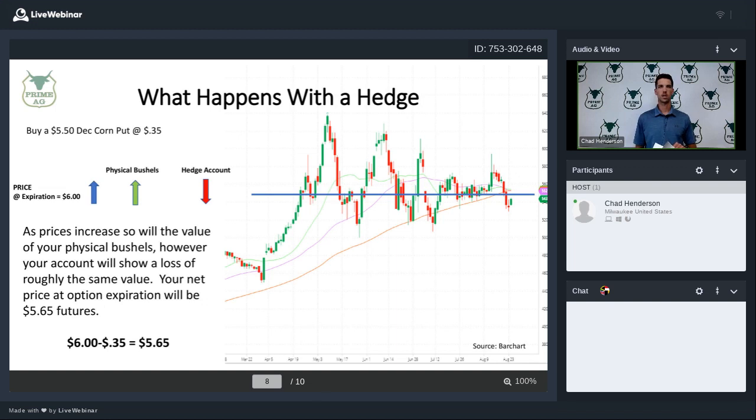Now on the flip side, if corn goes higher, and we're using $6 in this example, you're going to show a loss in your hedge account. The premium of your option is going to be worthless, and your physical bushels are going to gain that same amount. So again, if we have a $6 price at expiration, less the 35 cents you paid for the option, that's going to give you the 565 net futures price.